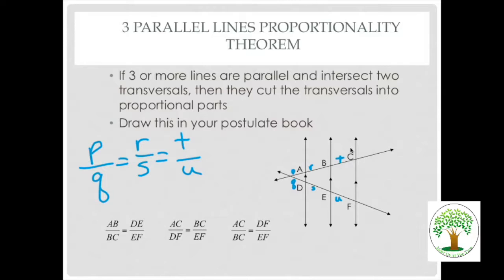You are allowed to put those proportions in your postulate book. You don't have to even put the A, B, C, D, E, F, and so forth if the lowercase letters are easier for you to understand and they're faster to write. A lot faster, right?